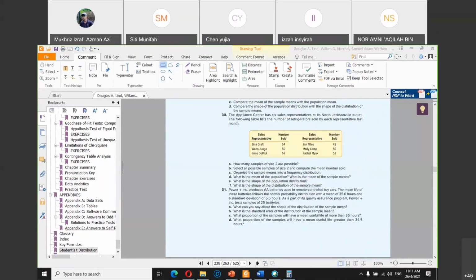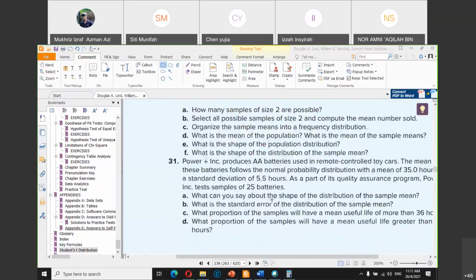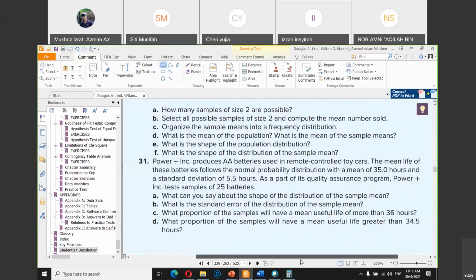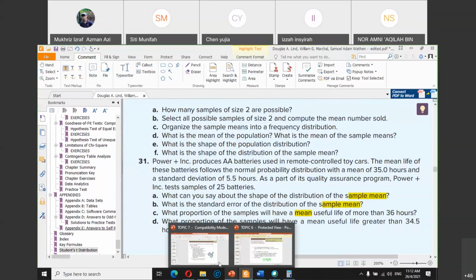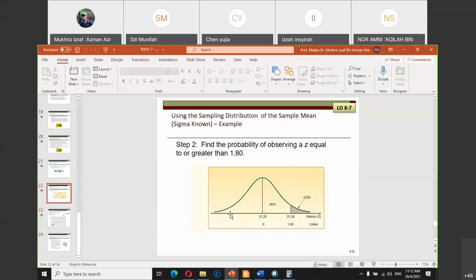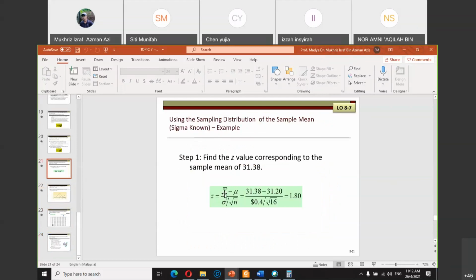For example, if you compare the way the information is provided in this chapter compared to the previous chapter, the one that you did last week, the main difference is the use of the word sample mean. You will see the word sample mean, and also the word mean, is used, because now the formula has been changed to x bar, no longer x. So x bar is the sample mean, or mean.